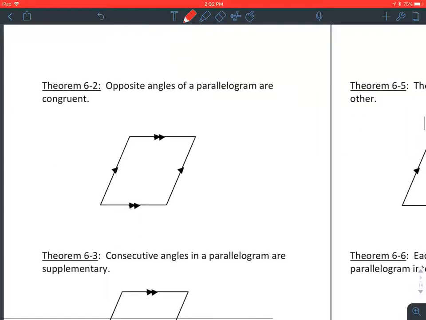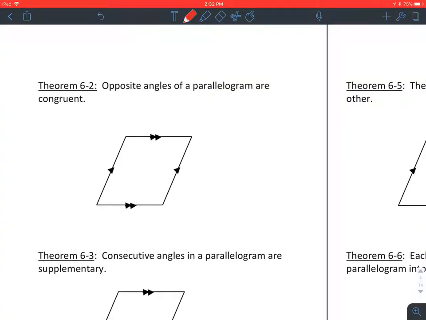Next theorem. Opposite angles of a parallelogram are congruent. So this angle and this angle have to be the same. This angle and this angle have to be the same. Same number of arcs means congruent.